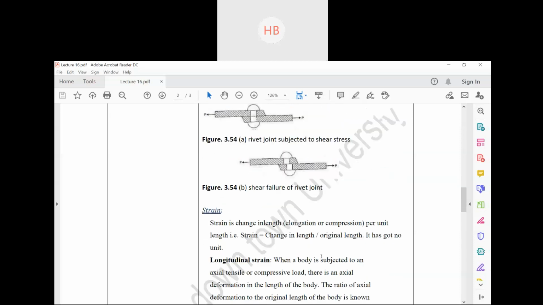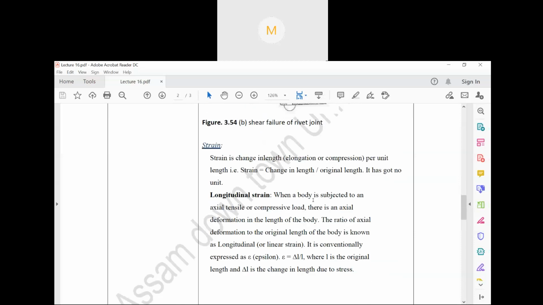Okay. So now this is how it is happening. Now strain. We'll go to the next topic, strain. Strain means what? Stress is what? Force per unit area. Yes or no? You know, stress is force per unit area. Now strain. There is another term called strain.